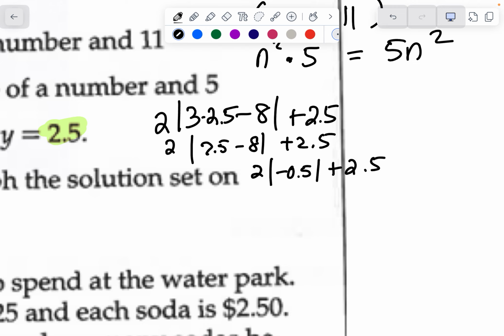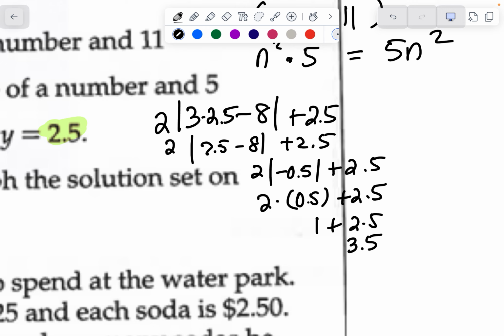And now that we have an answer, an absolute value makes that thing inside, and only the thing inside, the positive version of that answer. Well, it's negative, so now it's going to become a positive 0.5. And now we just can proceed with normal good old order of operations. 2 times 0.5 is 1. 1 plus 2.5 is 3.5. So that is what they want there.